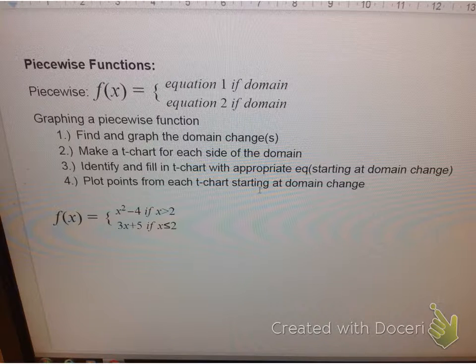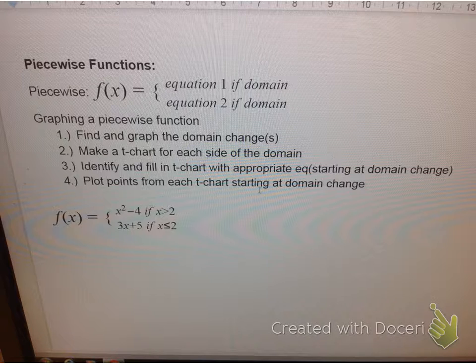3 different areas. Because in step 2 it says make a t-chart for each side of the domain change. Which means if there's 1 domain change, your graph's cut in 2. If there are 2 domain changes, your graph is cut into 3 parts. And there would be 3 t-charts. So it's always 1 more t-chart than it is domain changes. We're going to see that as we go through in our problem here.